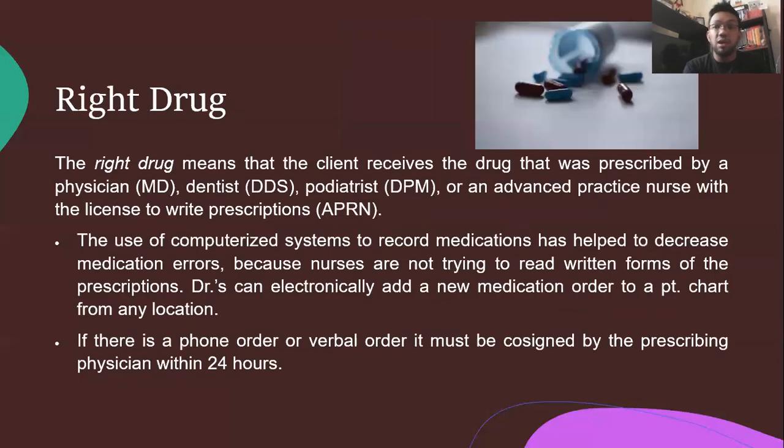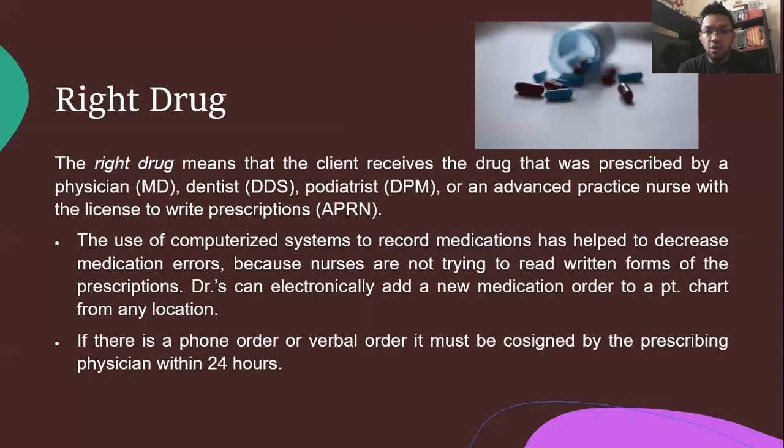Next, the right drug, of course. For the right drug, this means that the client receives the drug that was prescribed by either a physician, dentist, podiatrist, or an advanced practice nurse with the license to write prescriptions, APRNs. There are nurses that can prescribe. And in America, they have these kinds of nurses who have the power to prescribe medications.